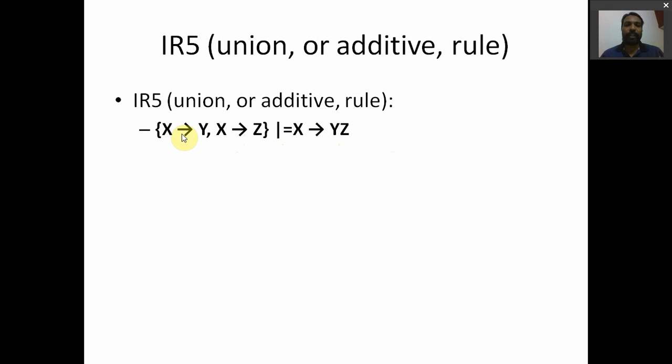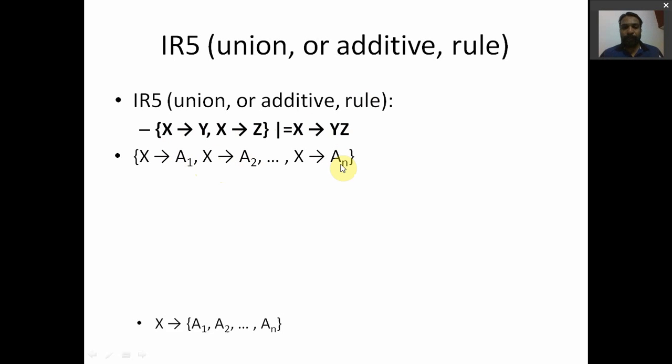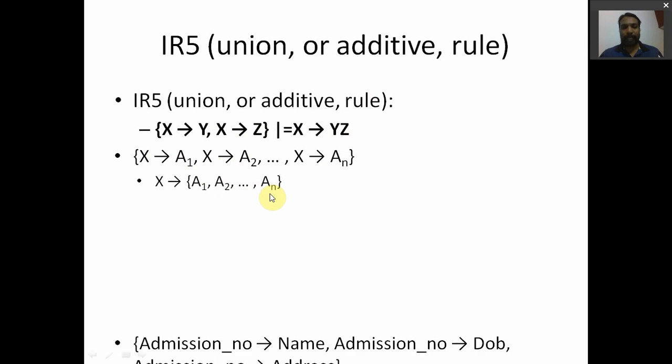So this is the opposite of the previous one. This is known as the union or additive rule. We are adding those two functional dependencies and forming a new functional dependency X to YZ. So if we have X to A1, X to A2, up to X to An, from that we can infer X to A1, A2, up to An. This is known as the union or additive rule.